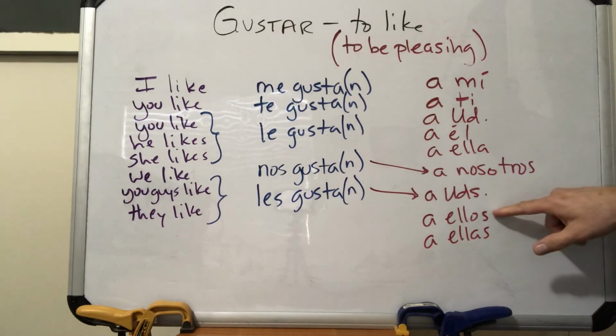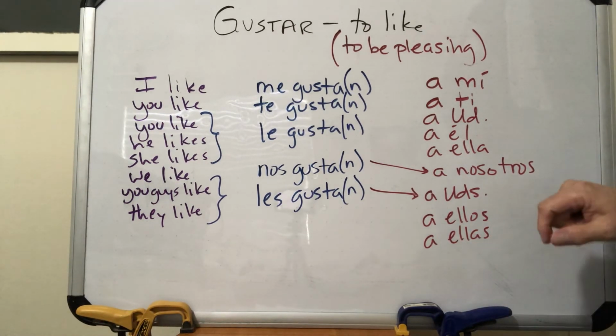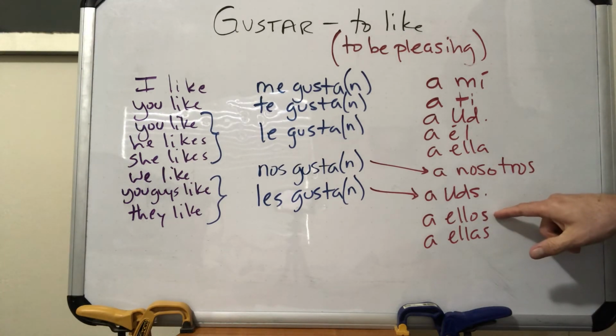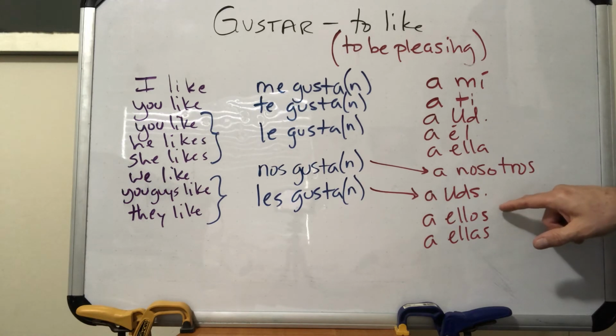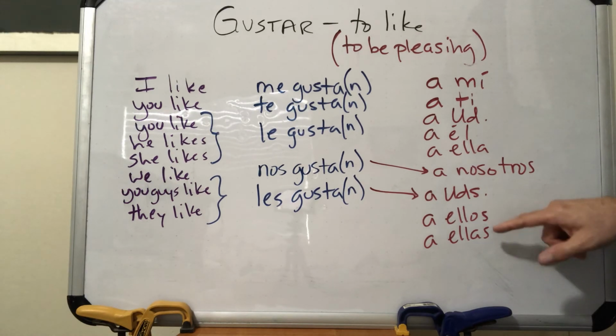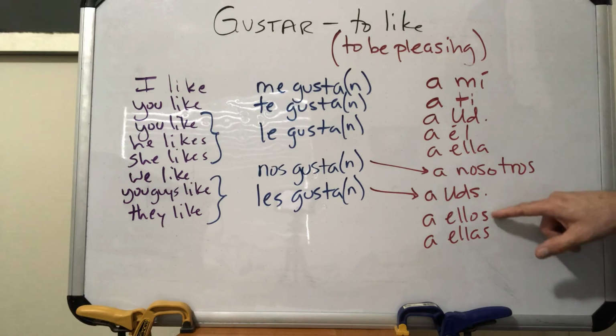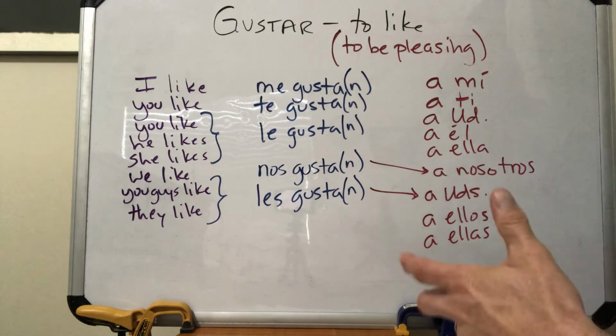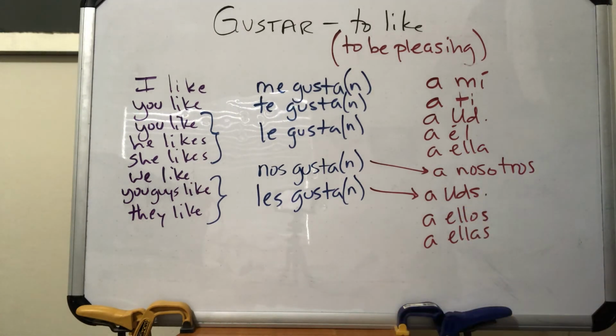Okay, remember the ellos when it's plural and masculine is either all boys or a mixed group, boys and girls. Ellas would be all girls. Again, if one boy shows up, then we switch to ellos. Okay? So if somebody says muchachos, that's all boys or a mixed group, and if they say muchachas, it has to be all girls. One boy shows up, we switch to muchachos. Okay? All right. I think that's about it on gustar.